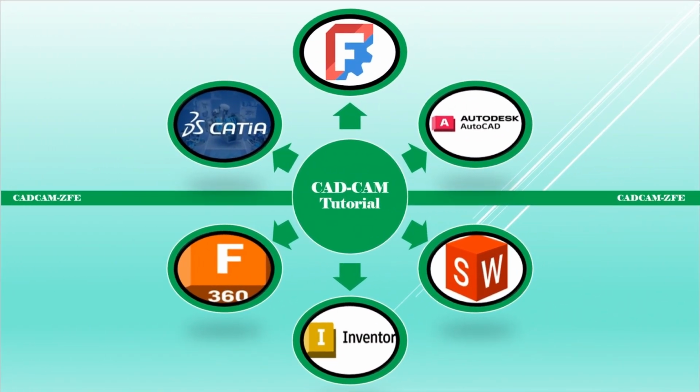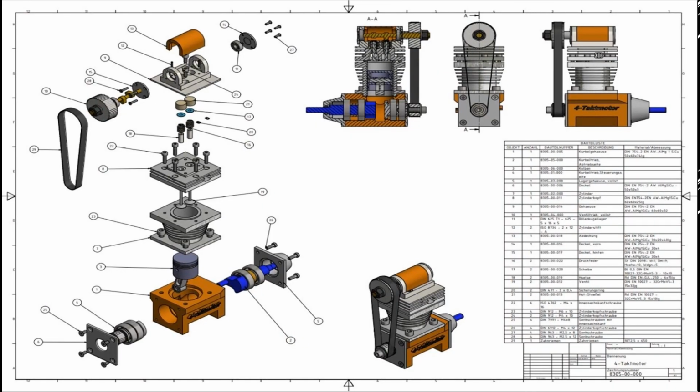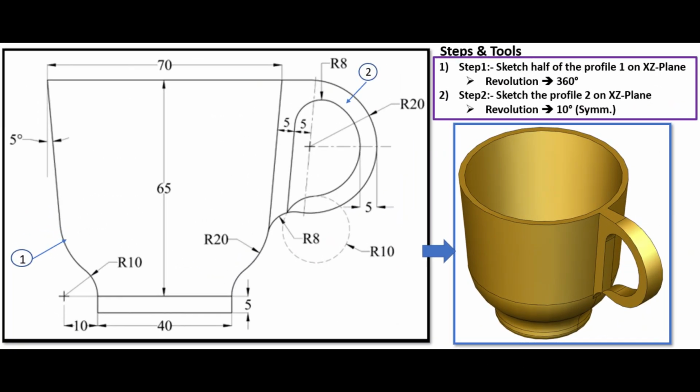In this tutorial, you learn, in addition to the FreeCAD sketching, also about the application of the FreeCAD Revolution tool. This is the exercise for today: we need to convert this 2D drawing into a 3D solid part. These are the steps and the tools that I used to convert this 2D drawing into a 3D solid part.